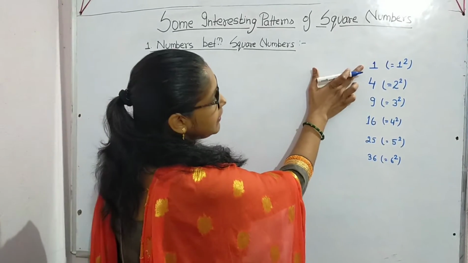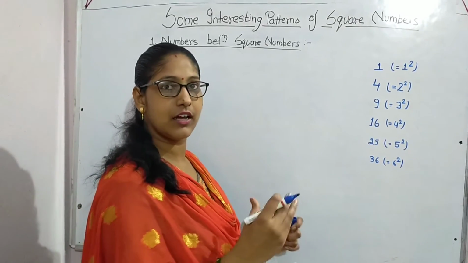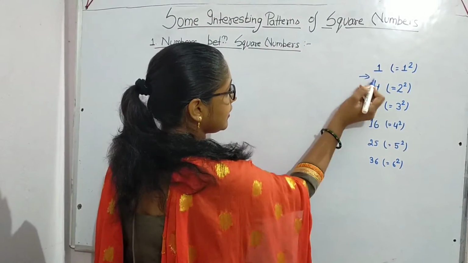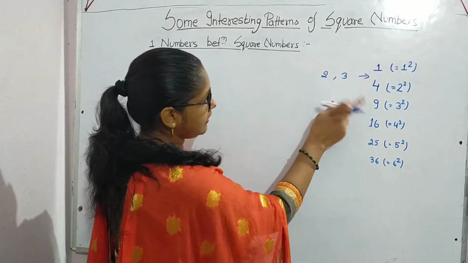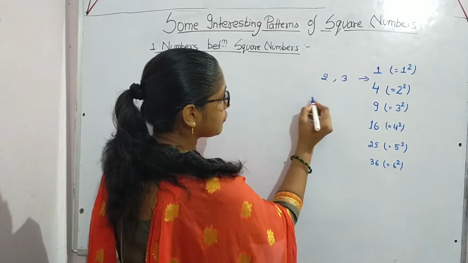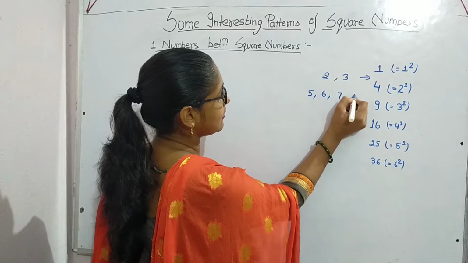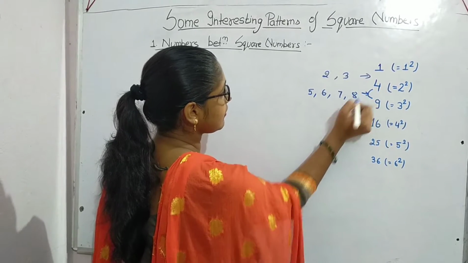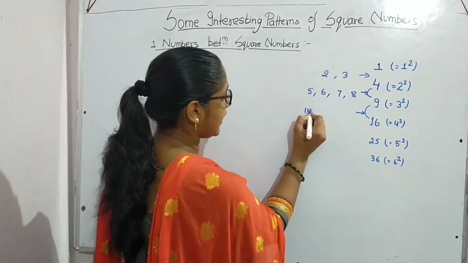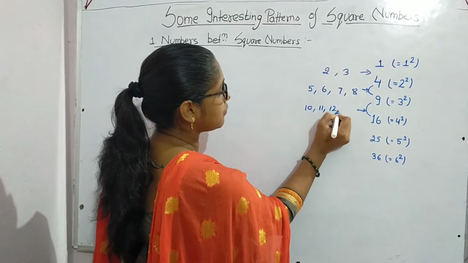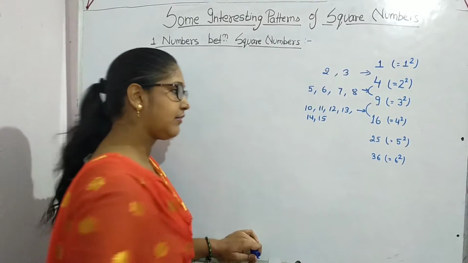Here, in between 1 and 4, how many natural numbers or non-perfect square numbers are there? We can see it is 2, 3. In between 4 and 9, the non-perfect square numbers are 5, 6, 7 and 8. In between 9 and 16, the numbers are 10, 11, 12, 13, 14 and 15.